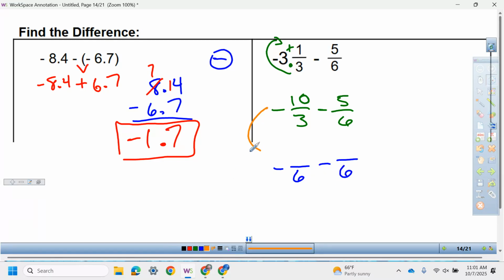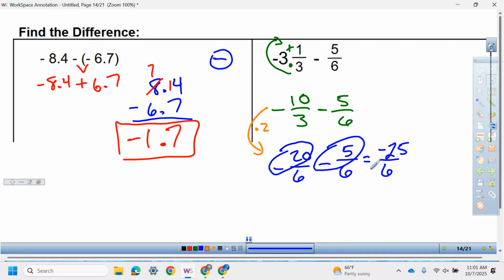So how did I get there? That would be 3 times 2. So 2 times 10 is 20. And this is just the same. 6 times 1 is 6, so 1 times 5 is 5. Denominator is 6. So what is negative 20 and a negative 5? Well, that's 25 bad guys. So we get negative 25 over 6.